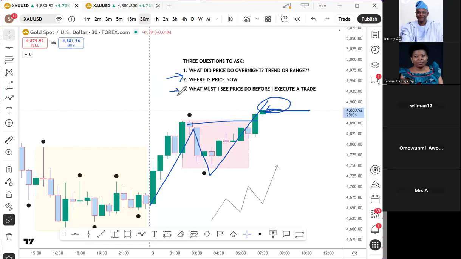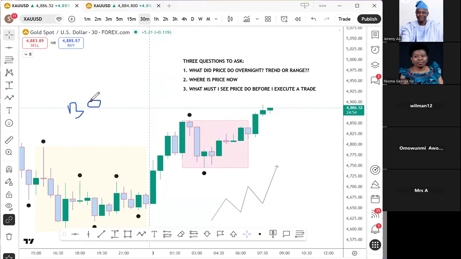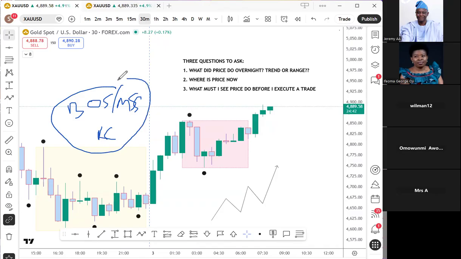Okay. Now, then the next price. What must I see price do for me to execute a trade? So this is where your trading setup comes in. So remember, in the inner circle, we have three setups that we look at. We look for break of structures, we look for market structure shifts, and we look for rejection candles. Okay, and there are rules that make up these setups. So simply put, for break of structures, for instance, we have a break of structure right here.